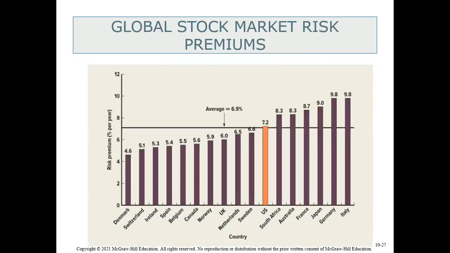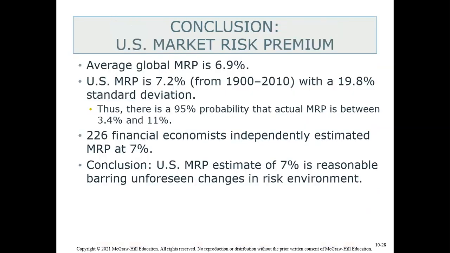So again, here is the average risk premium for various countries. It averages about 6.9%. So the average global market risk premium, MRP, is 6.9. The US from 1900 to 2010 was 7.2%, with a standard deviation of 19.8. Thus, there's a 95% probability that actual MRP is between 3.4% and 11%.